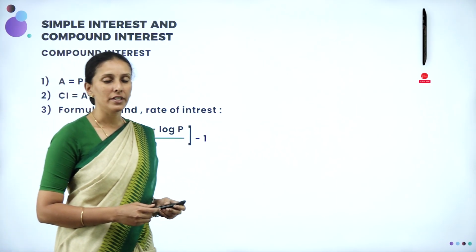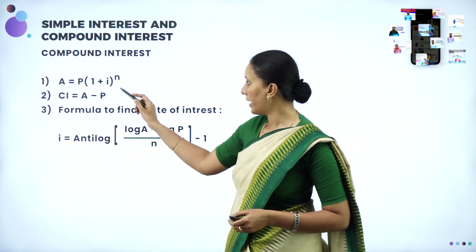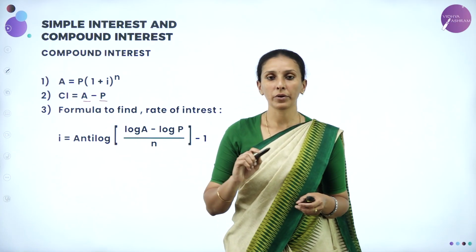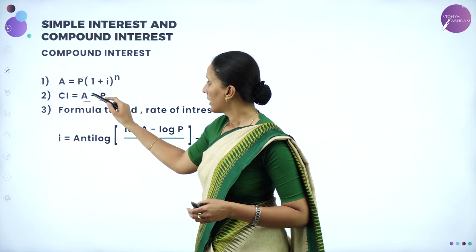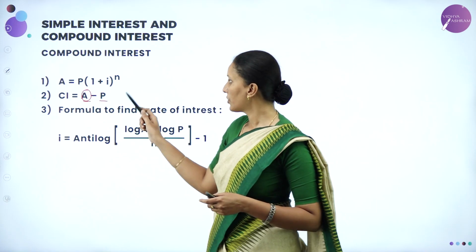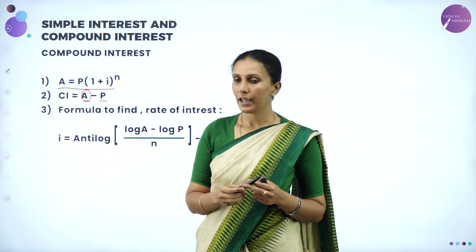So the compound interest is given by the formula CI, which is also equal to A minus P. Here A is the amount and P is the amount invested or borrowed, so that is the principal. Here the amount is calculated differently in the case of compound interest. Therefore it has a formula: A is equal to P into (1 plus I) whole power n.